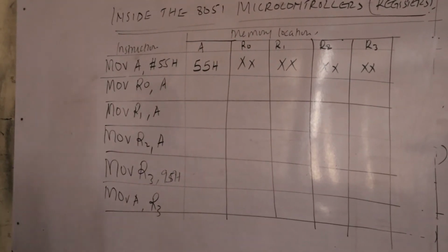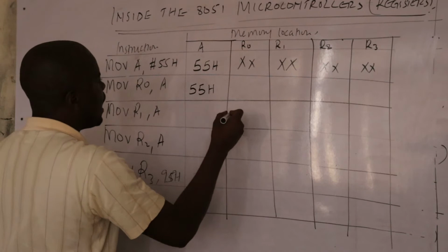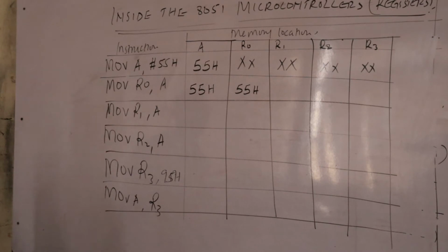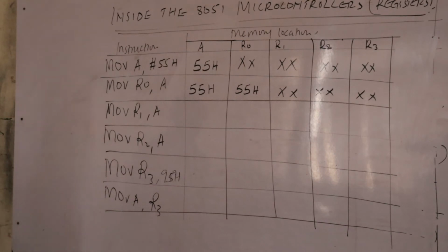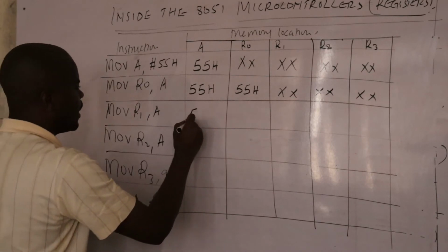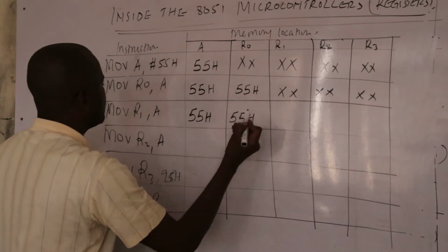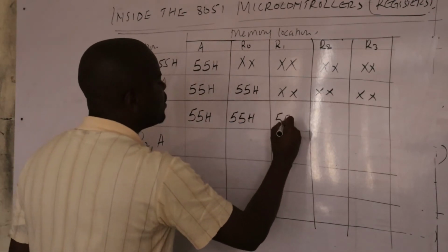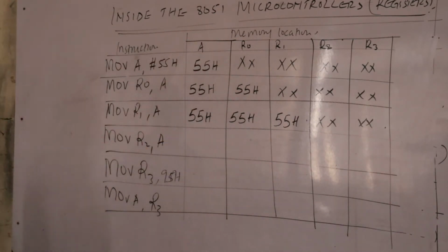If we go to the next one, A already had 55H, so it is going to copy the content of A into register R0. It means that at the end of that instruction, register R0 will also have 55H, while these other registers are not affected. When we come to the third instruction, A is already 55H, so R0 will remain 55H because the instruction does not affect it, and now 55H will also be in R1, and the others are not affected by the instruction at all.